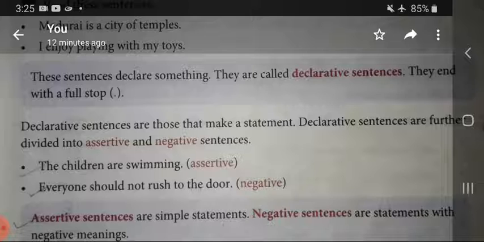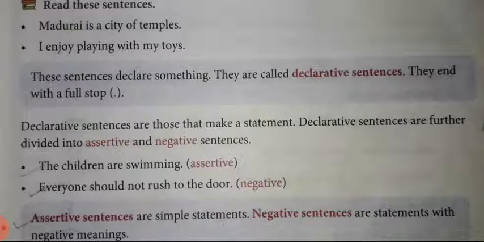What do you mean by declarative sentences? These sentences declare something, so they are called declarative sentences. They end with a full stop. For example, just here on the top, Madurai is a city of temples. I enjoy playing with toys. Declarative sentences are those that make a statement.